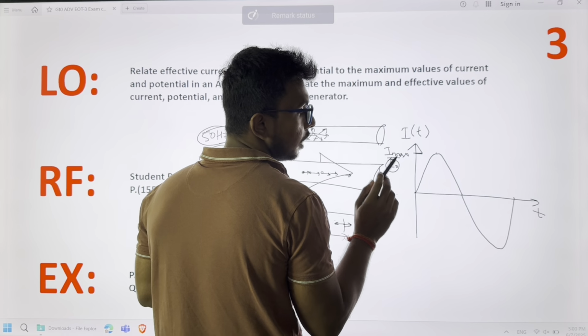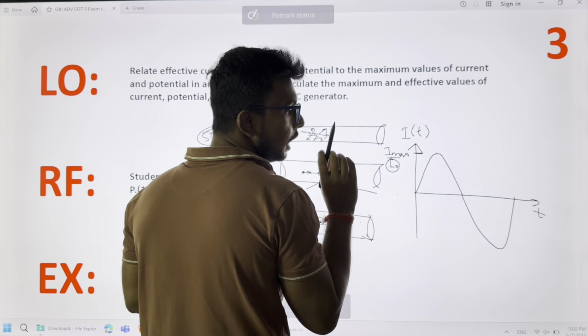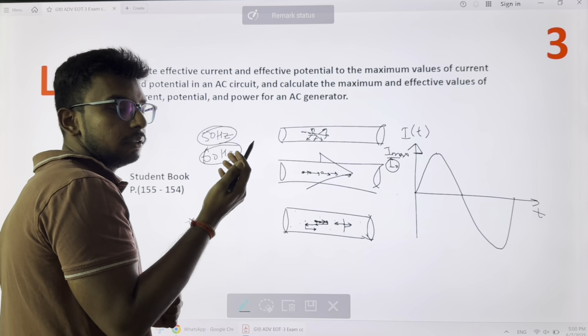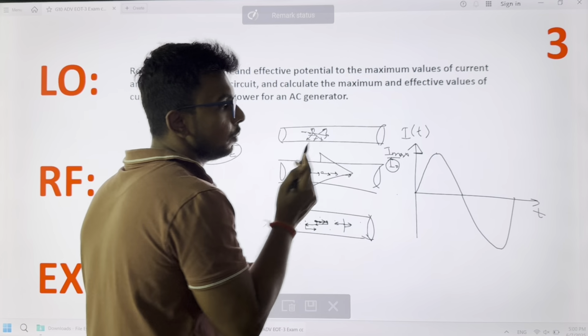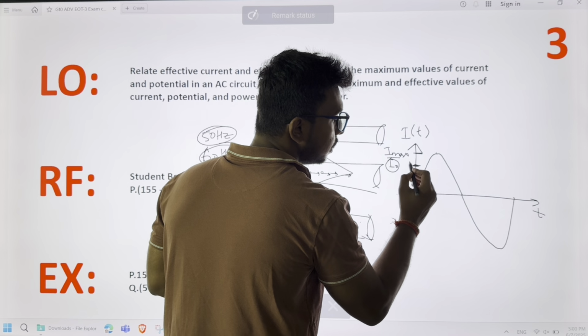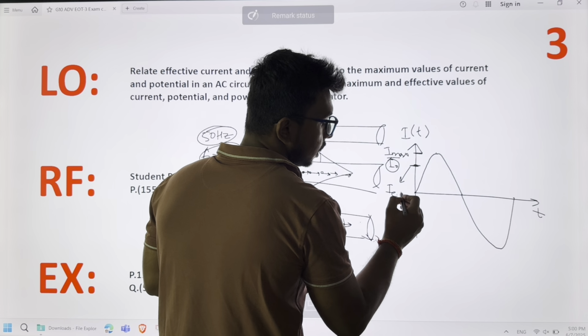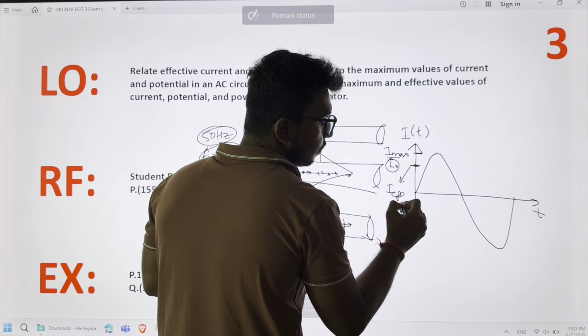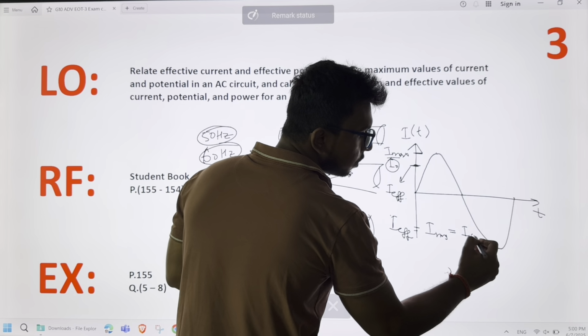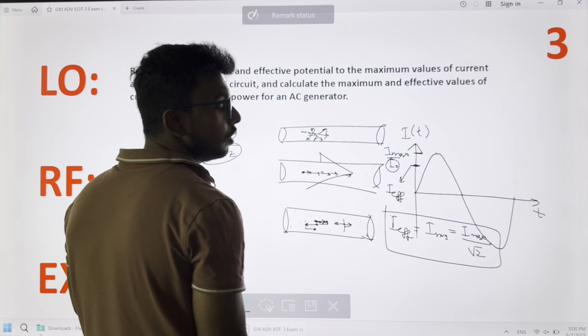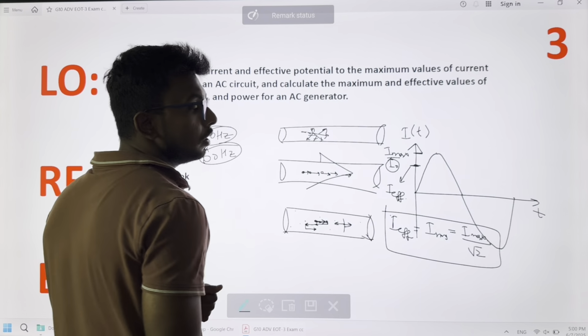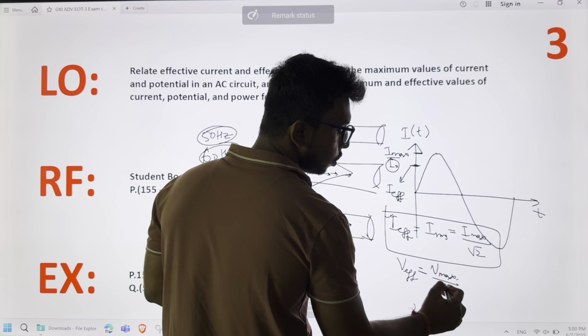Anyway, this is Imax. But the meters which we use calculate the energy which is being dissipated in a certain amount of time, in a fixed interval of time. And that meter measures I effective. And I effective, also called IRMS, is given by I maximum over √2. Now, this can be for current. It can also be for the voltage, V effective, same way, V max by √2.